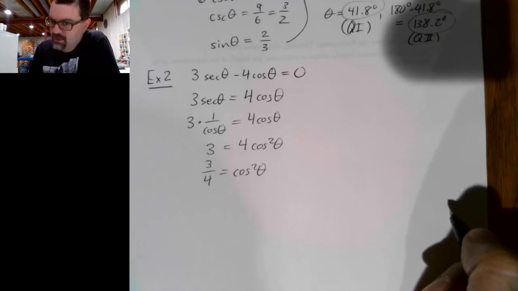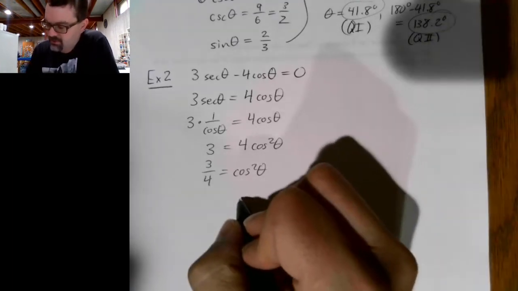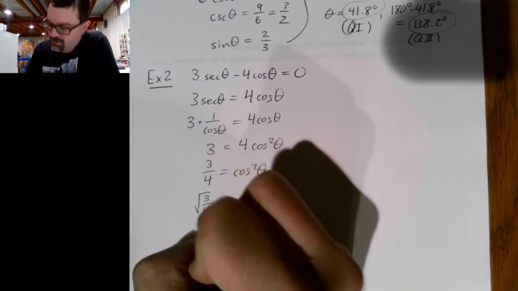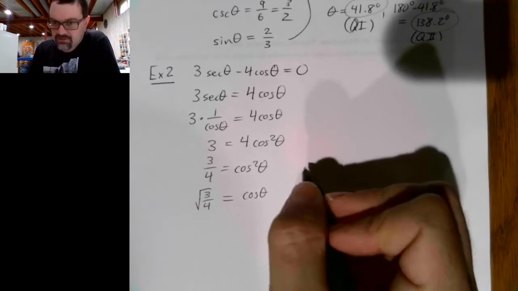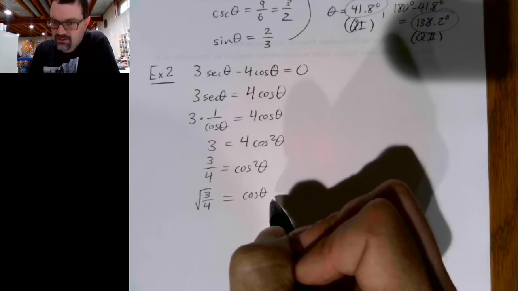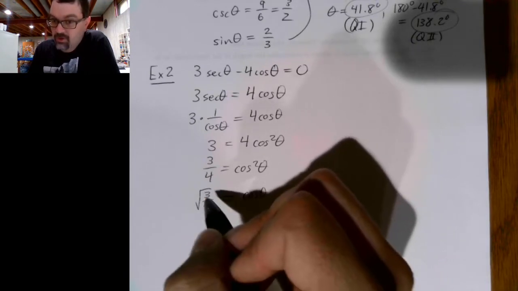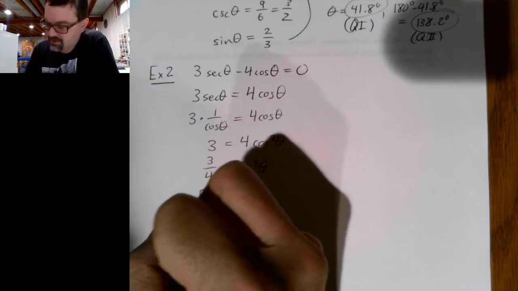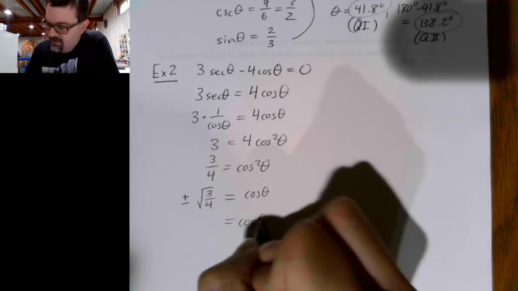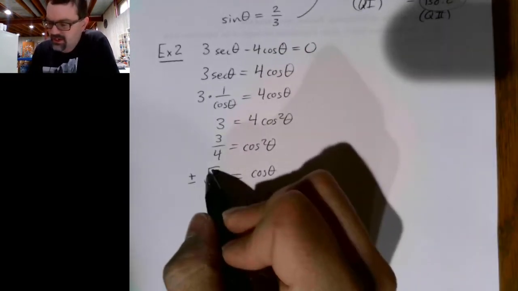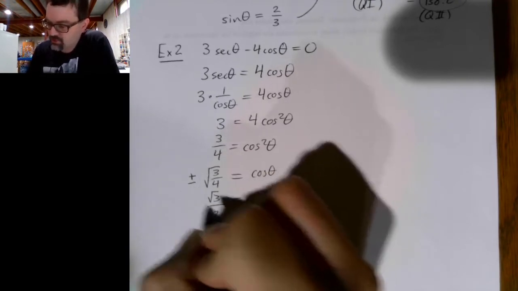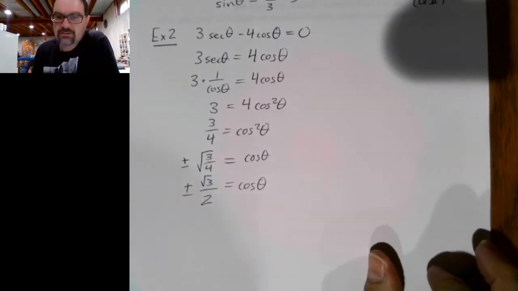Now that's cosine squared, so if we're going to get cosine, we need to take a square root. So, square root of 3/4. But when you've got something squared and you take a square root to simplify that thing, you've got to remember that this thing could be positive or negative, and when you square it, you still get that number, so don't forget plus and minus right here. In the end, you can't do much with the square root of 3 on top, but the square root of 4 is 2, so what we're actually looking at is this.